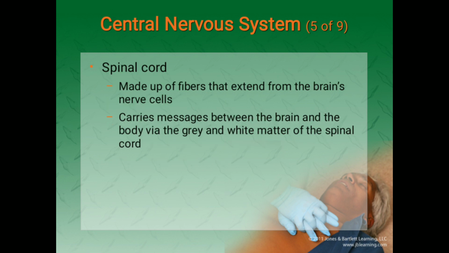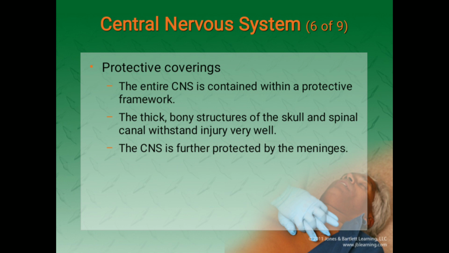And if we talk about the spinal cord, it is made up of fibers that extend from the brain's nerve cells and carries messages between the brain and the body via the gray matter and white matter of the spinal cord. In actuality, gray matter and white matter are components of the spinal cord that are associated with particular functions.